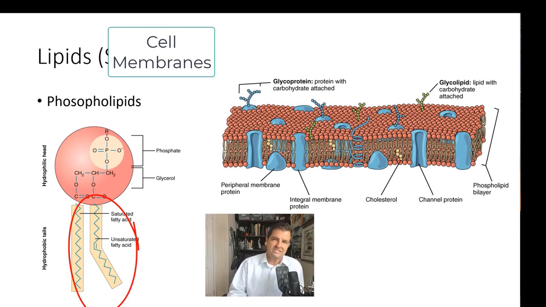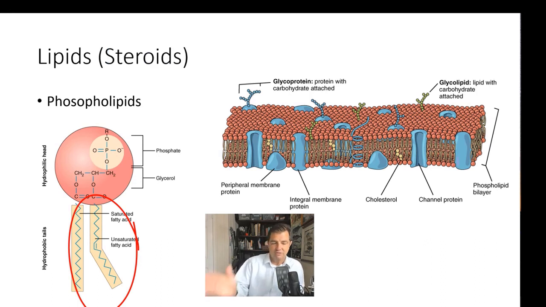And those are usually a saturated fatty acid or an unsaturated fatty acid. And there's usually two of them attached to that phosphate head. So that's what it looks like, phosphate head. And then what we call the tails quite often are the lipid part of the molecule.